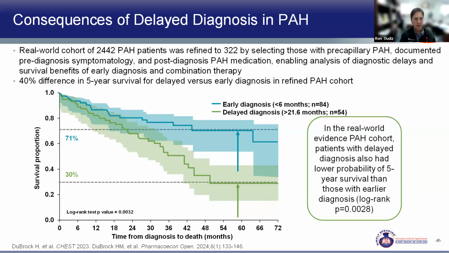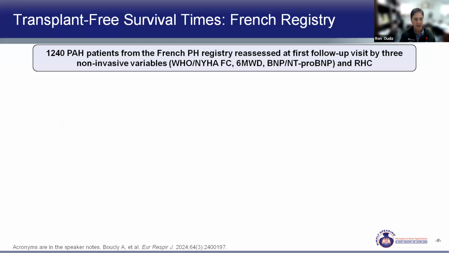This is a real-world cohort of 2,442 PAH patients. Initially, it was an abstract, but it has since been presented at CHEST and then published a year later. And the idea here is separating these patients into early diagnosis, and we say early in this case, the time from symptom onset until diagnosis, as opposed to delayed diagnosis. And you can see here that the curves split up pretty quickly, and over time, a very big difference of about 40%: 71% survival versus 30% survival in those with delayed diagnosis.